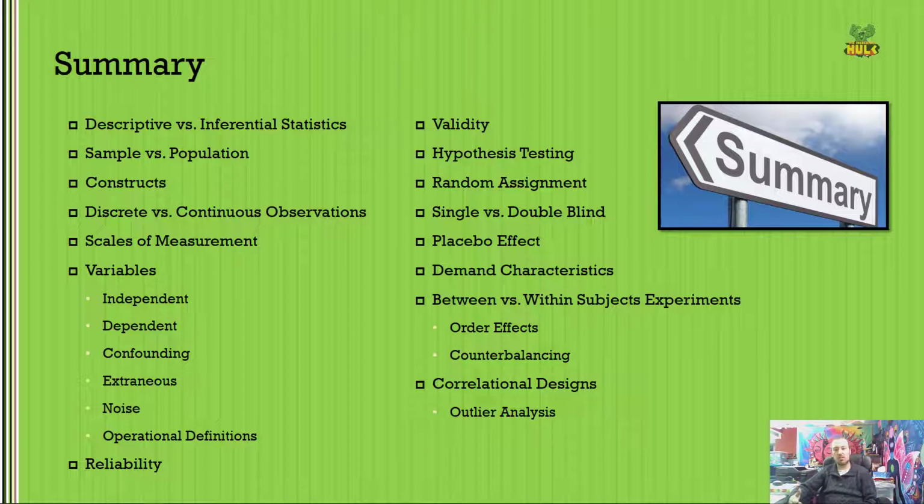Between versus within subjects experiments was sort of our wrap-up discussion. Order effects and counterbalancing that we see in within subjects designs we don't have to worry about in between subjects designs, but between subjects designs are more costly because we have to study more people if each group has to be different people. And then lastly, we finished up with correlational designs and Snow's rather famous outlier analysis to determine why the people at the brewery didn't die and the woman outside of London did.